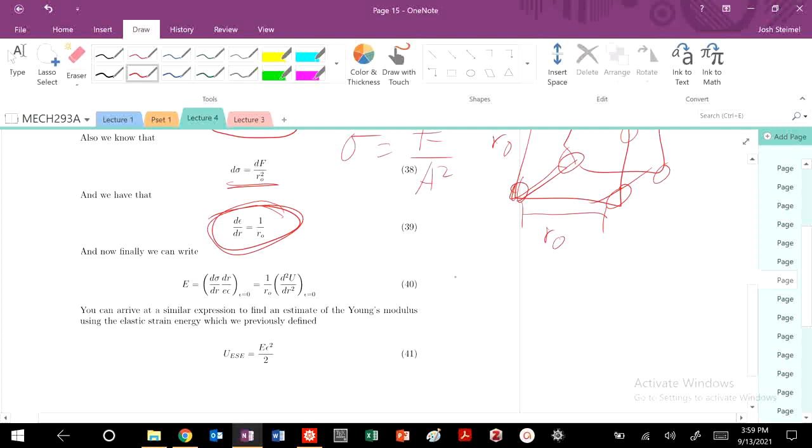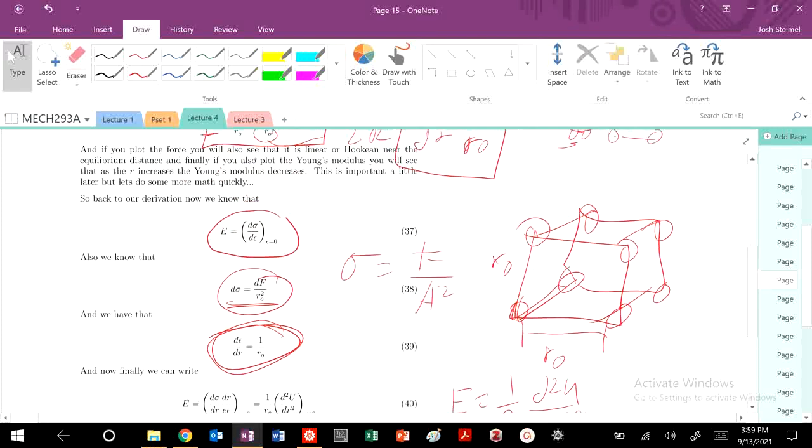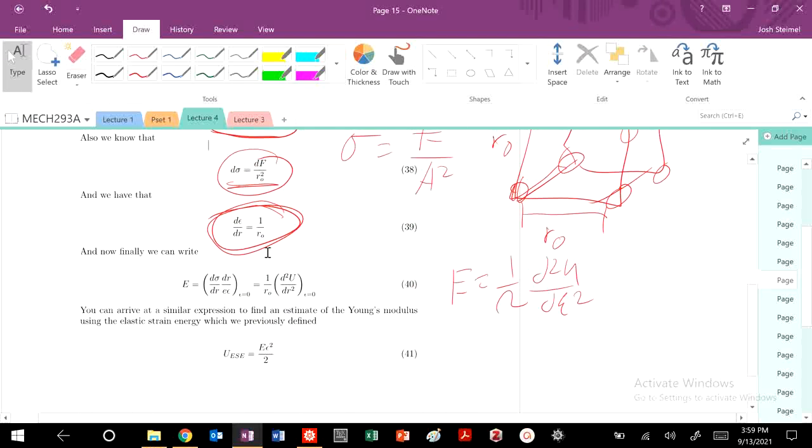So going back to our expression, we said that E is equal to 1 over my atomic volume, and we could do this d squared u d epsilon squared. So I can rewrite this expression. I can go ahead and actually use some of these equations. So we said that my slope was d sigma d epsilon.